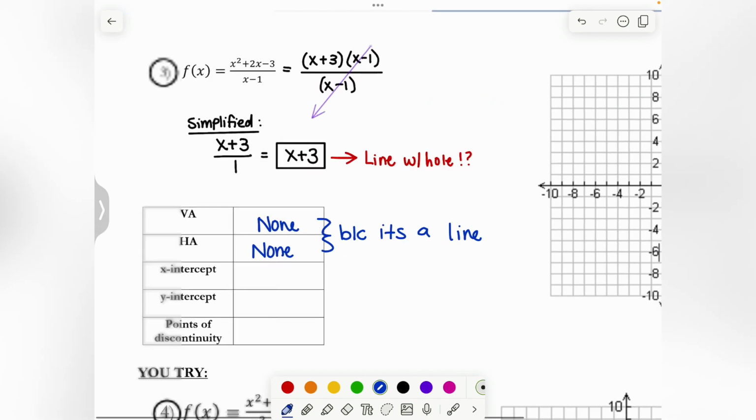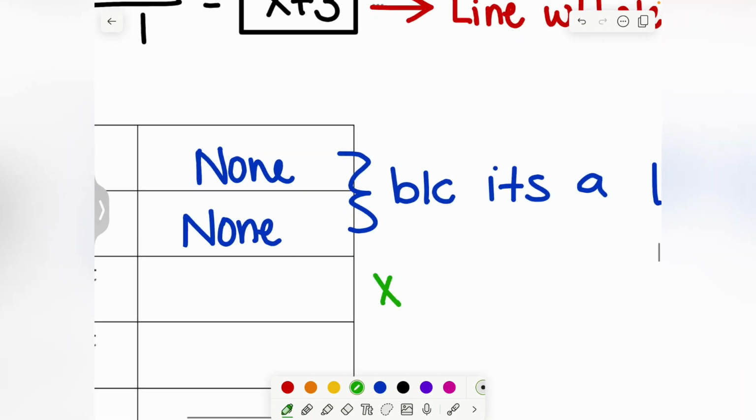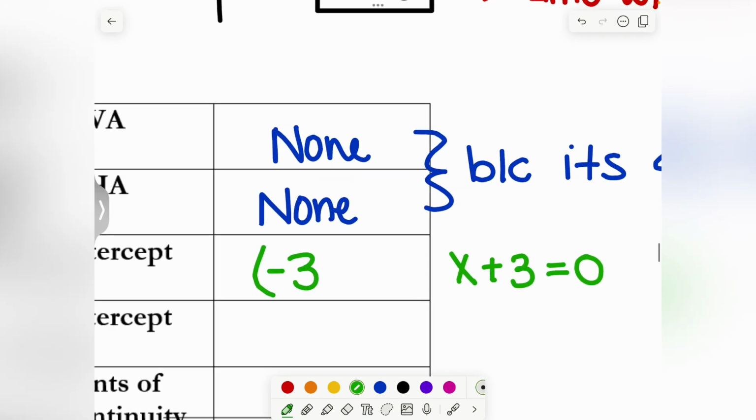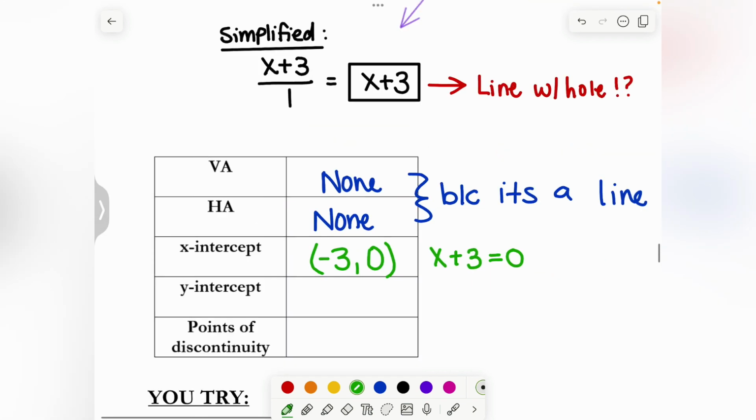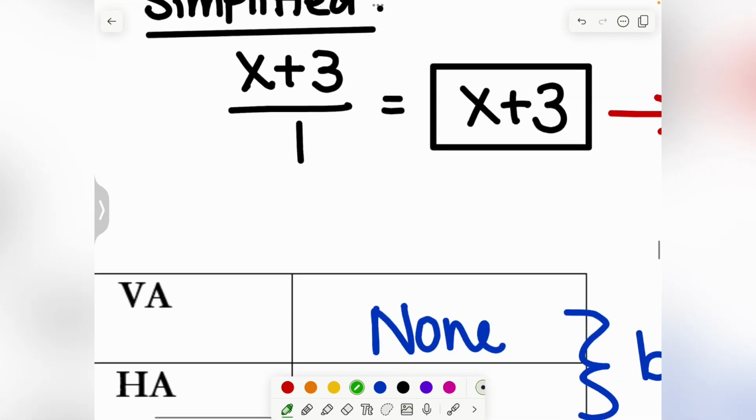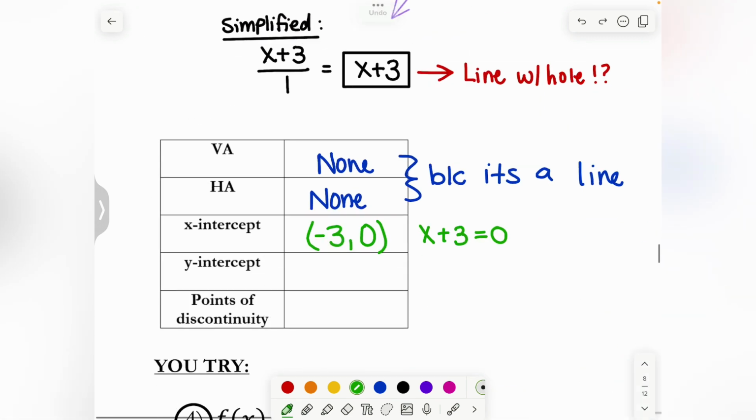Okay. And so now what's the x-intercept? We can still do this. The x-intercept, you still can set the top equal to 0, so it is actually going to be -3. The y-intercept is the constants, so 3 over 1 is just 3.